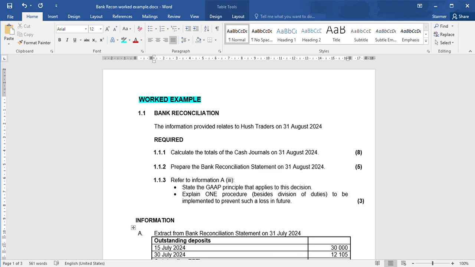Alright, if you look at the information here, you are required to do the following. You're required to do the totals of the cash journals. In other words, you don't have to do the entire CRJ and CPJ. You are then required to do the bank reconciliation statement, and then you are asked a couple of theory questions.